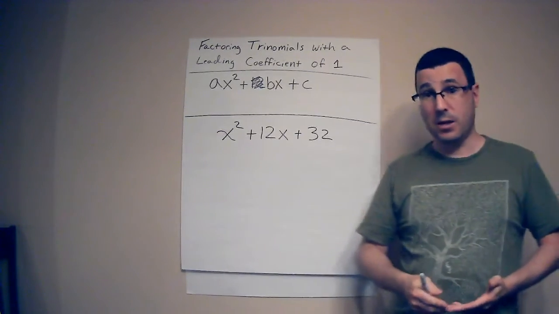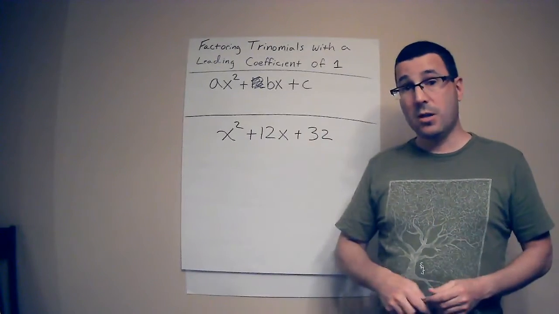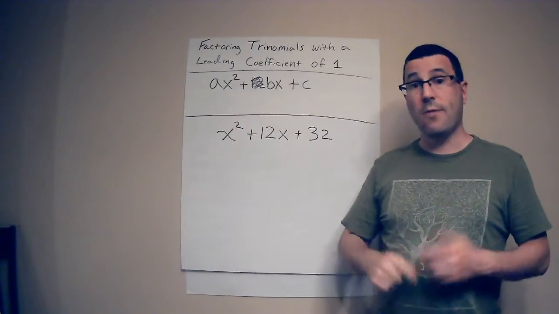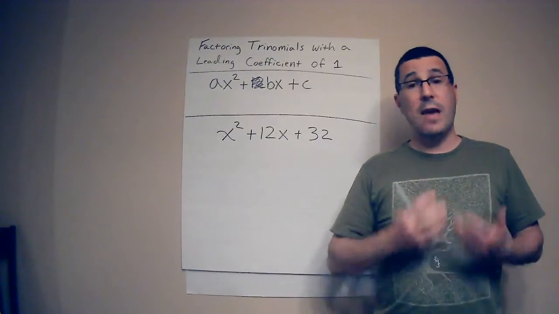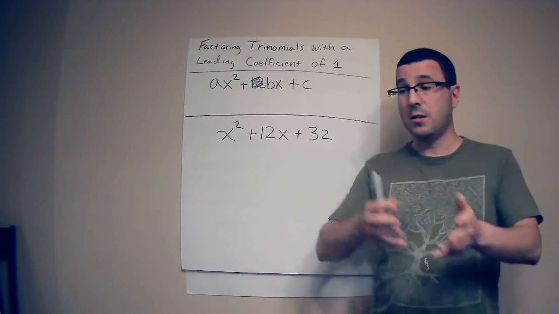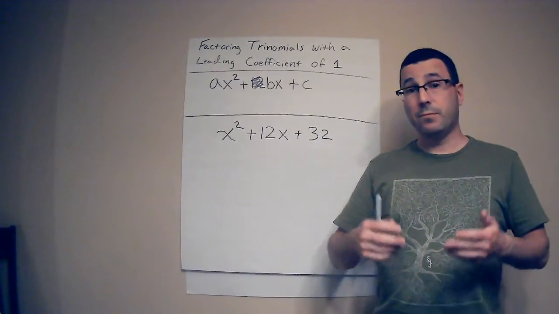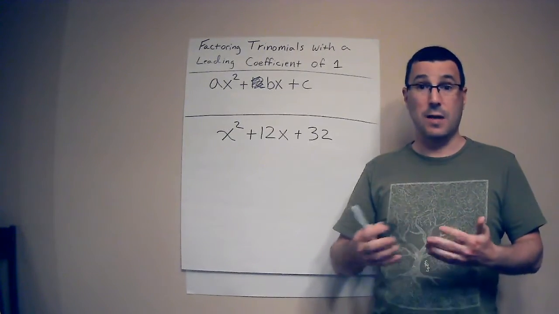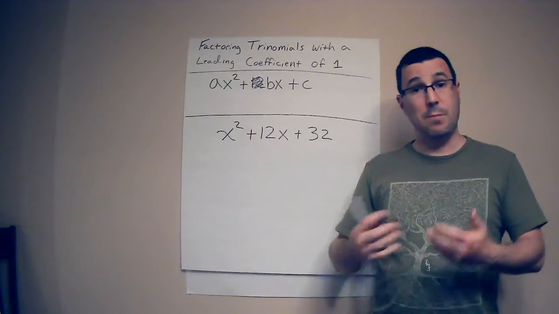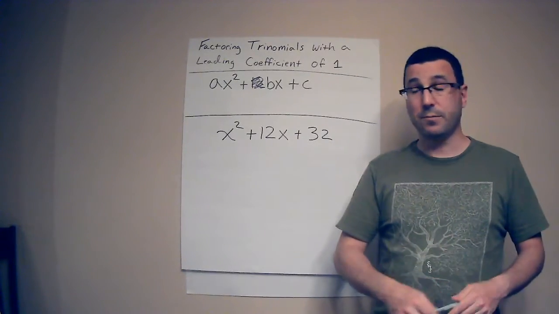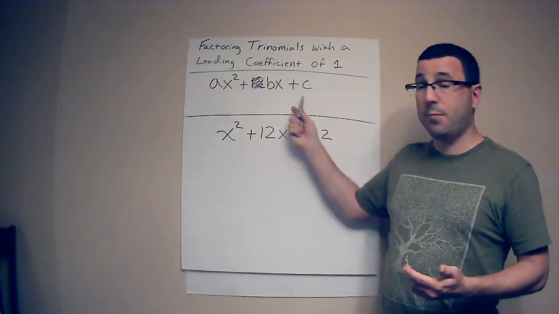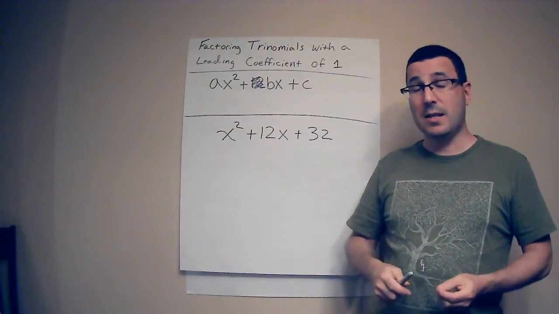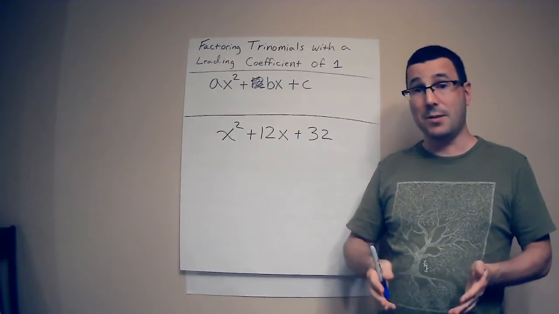Now a couple of things we can look at. First off is we're going to look at the signs. The first sign we're going to look at is the sign on whatever number is where c is. If we have a plus sign, then the signs of the numbers multiplying are the same, because a negative times a negative equals a positive, and a positive times a positive equals a positive. So if we have a plus at the end, we have the same signs. If we have a minus at the end, then our signs are going to be opposites.